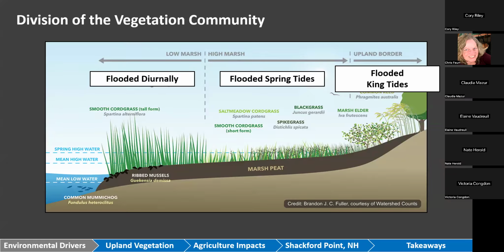So just to get us all in the same reference, today mostly we're going to be focusing on what we call the high marsh and that upland border. We're really going to be leaving the low marsh, which, at least in New England and on the East Coast, is dominated by Spartina alterniflora. What we're really going to be focusing on is the high marsh, which is typically flooded only during spring tide, so 2 to 4 times a month. And then we're also going to be focusing on that upland border, which is usually flooded during coastal storms and during king tides as well.